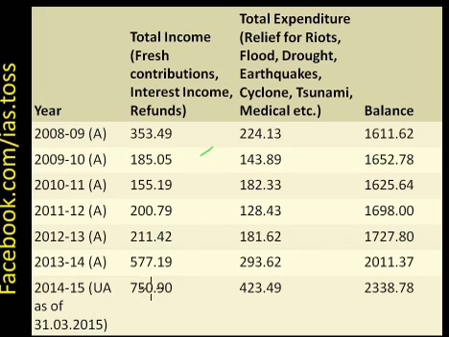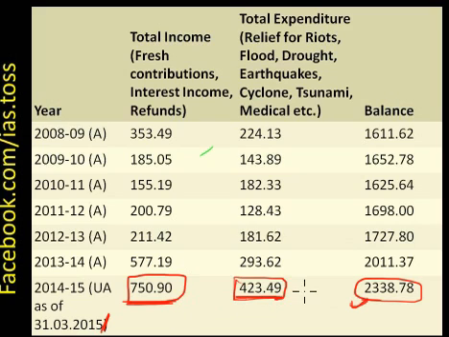Now, what is the status of the fund right now? It has almost 2,338 crore at the end of March 2015. The fresh contributions were 750 crores. Last year, 423 crores was the expenditure and 750 crores was the fresh contribution. So whatever remaining amount was there was added to the earlier amount, and this became 2,338 crore.